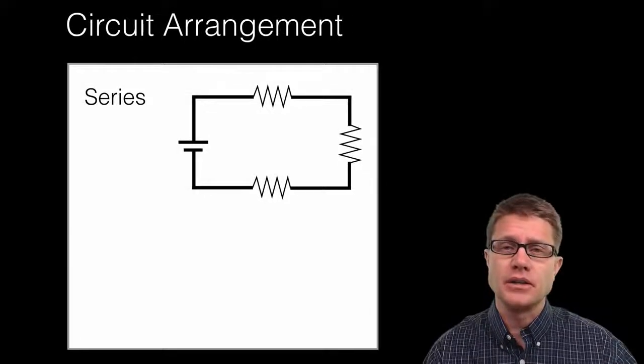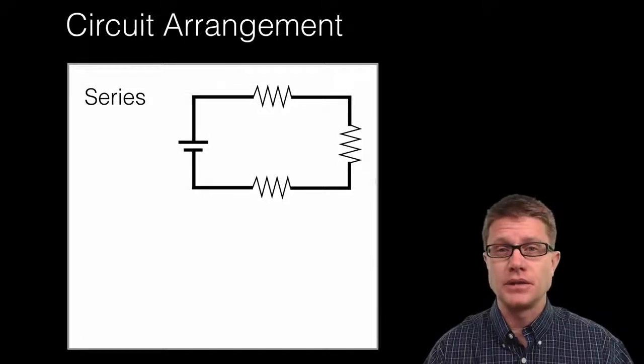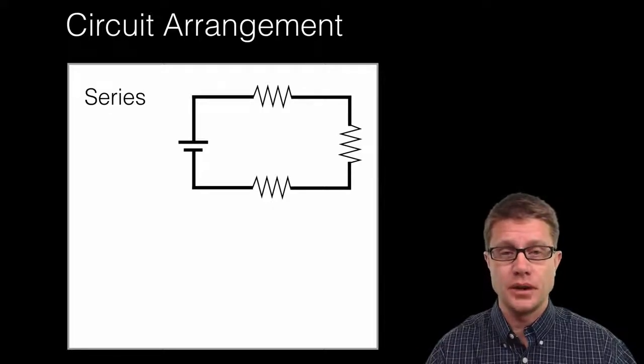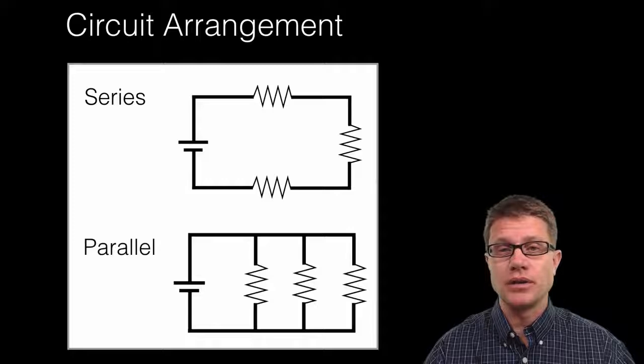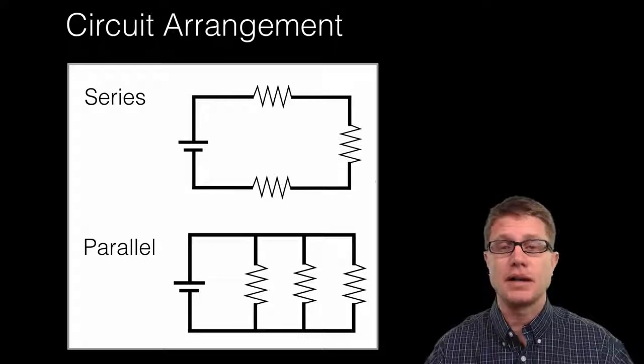And so in electric circuits, you're going to have circuits that are either in series or parallel. In a series circuit, one element just comes after another, so one after another after another. And then in a parallel circuit, we're actually going to have a number of different circuits that are connected together.